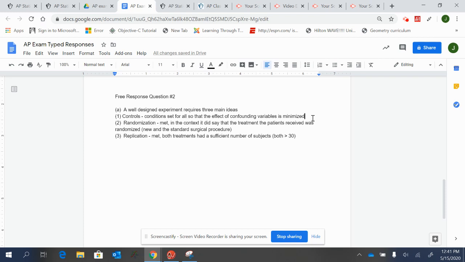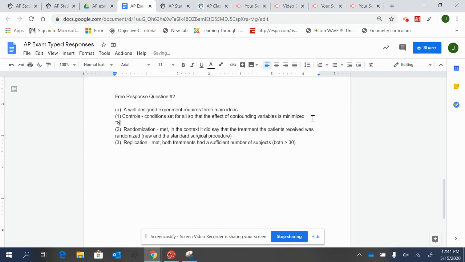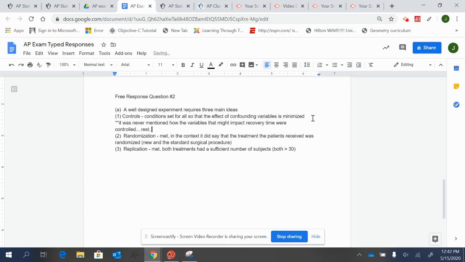Controls, we're not sure that they were met. Let's see. It was never mentioned how variables that might impact recovery time were controlled. I might say rest, maybe even physical therapy. Not mentioned.